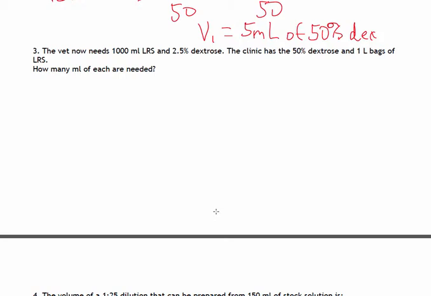Okay, and problem number 3, this says the vet needs 1,000 milliliters of a rehydration solution with 2.5% dextrose, and you have 50% dextrose, but instead of just using water, it looks like we're going to use this rehydration solution that probably has some salts already dissolved in it. So in this case, the setup is the same, where this is what you actually need to apply, and you have a stock solution of 50%.